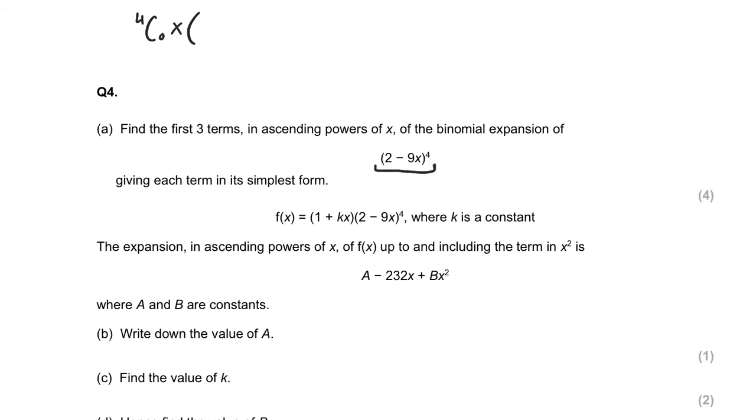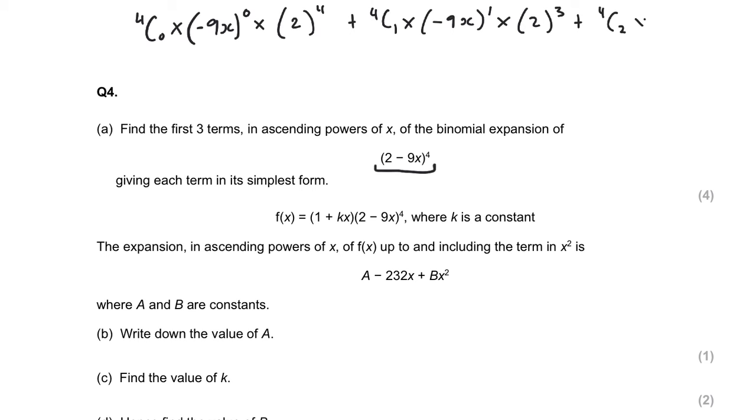4c0 times, it wants ascending powers, so minus 9x to the 0 times 2 to the power of 4. Then we're going to get plus 4c1 times minus 9x to the power of 1 times 2 to the power of 3 plus 4c2 times minus 9x squared times 2 to the power of 2. So we're going to get 1 times 2 to the 4, which is 16.